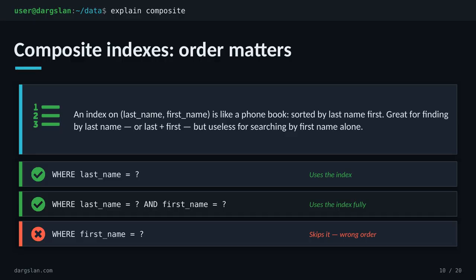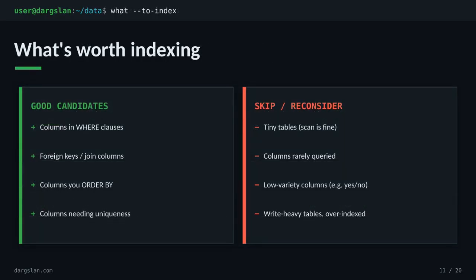Column order in a composite index isn't cosmetic. It defines what queries can actually use it. So, which columns actually deserve an index? Reach for them on the things you filter by in where clauses, the foreign keys you join on, the columns you sort with order by, and anything that needs to stay unique.